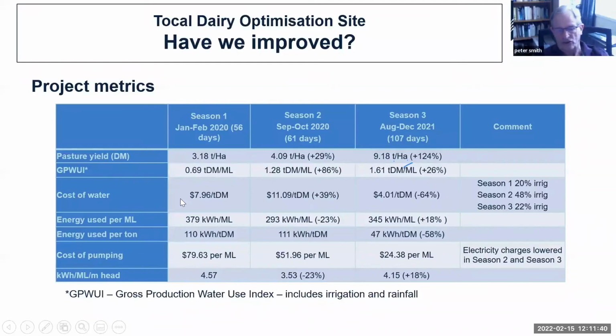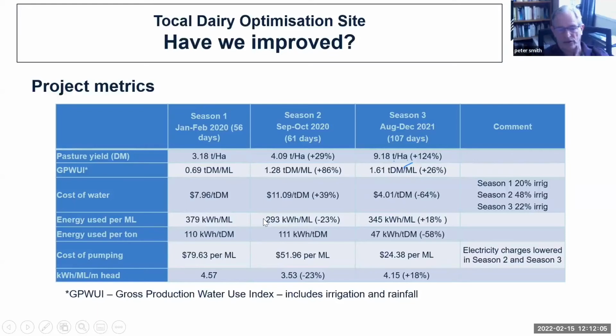We've been able to put the cost of water onto that, the cost per tonne of dry matter. And of course, that varies depending on how much irrigation you had to use. Season 1 and season 3, we only had to put about 20% of irrigation, of the water applied was irrigation. Season 2, nearly half of it. So naturally, there's going to be a higher cost of water for that season.